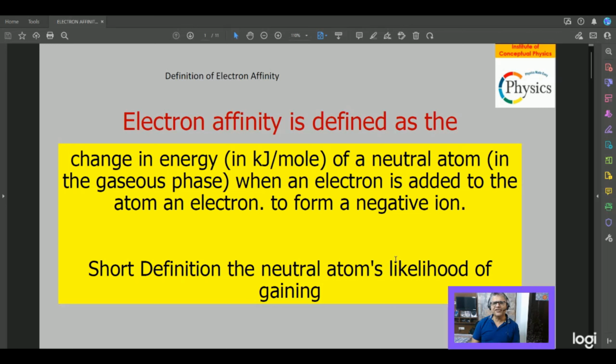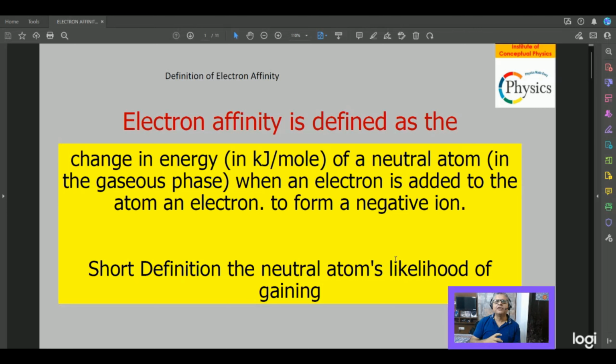Okay. The short definition, and it does not include any energy, is that it's a likelihood of gaining the electron. Okay, it's a likelihood. But the real definition, which you must write in your school, has to mention that it is a change in energy of a neutral atom when an electron is added to that atom. So an atom is available, you give energy to it, the energy of the atom changes. That change in energy of an atom on per mole basis is called the electron affinity.